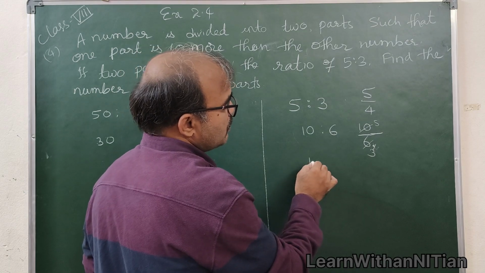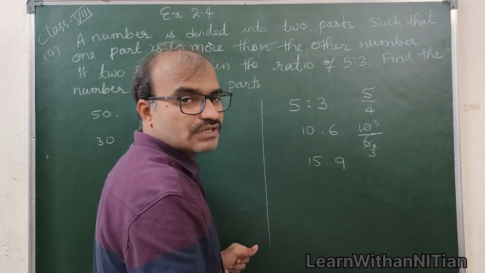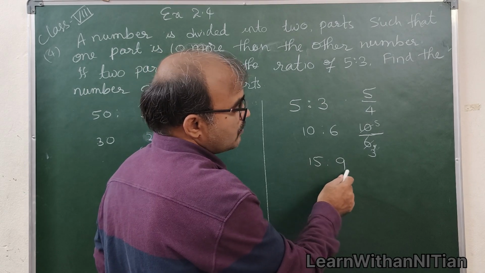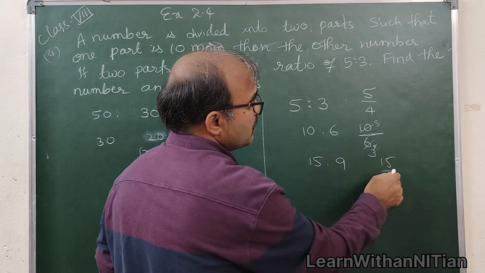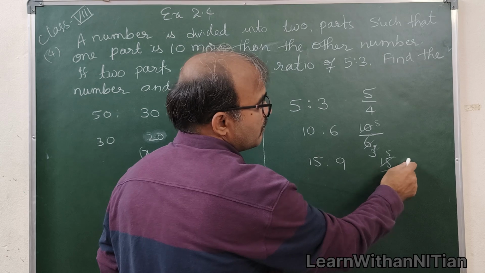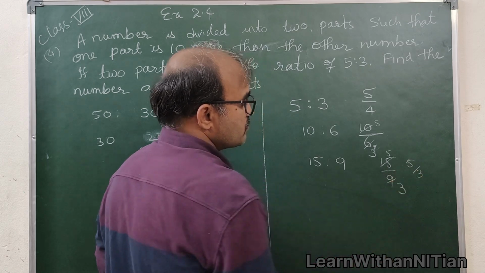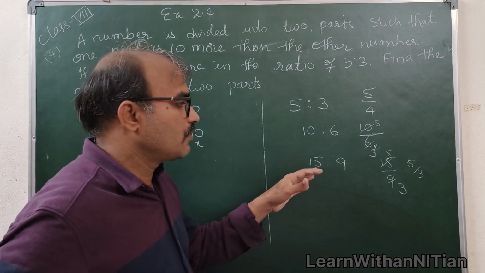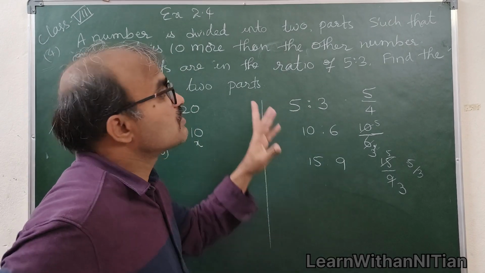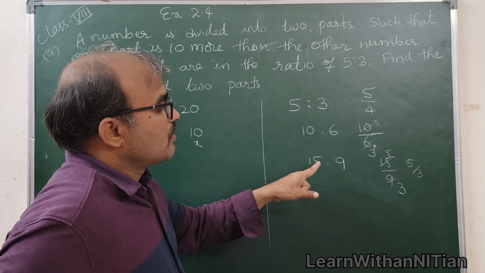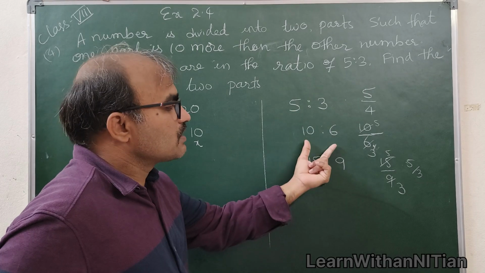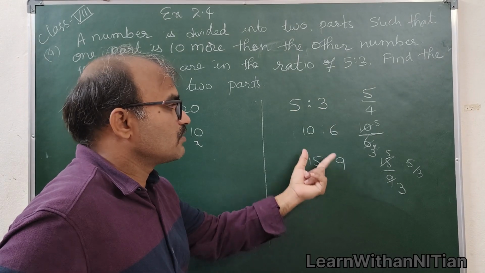If the numbers are 15 and 9, what is the ratio again? 15 by 9. 3 3s are 9, 3 5s are 15. Again we are getting 5 by 3, 5 is to 3. It means you have already been doing problems on ratios from 6th class. This is an 8th class problem, right? So when you find a ratio, we write the ratio in simplest terms, right? In this case also the ratio is 5 is to 3. In this case also the ratio is 5 is to 3.